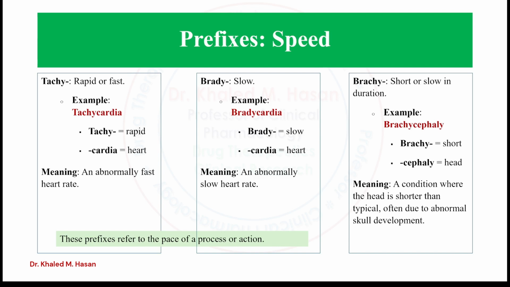Okay, regarding speed, here we are talking about tachy, brady, and brachy. When you speak about tachy, it means rapid or fast. Brady means slow. Brachy means short or slow in duration. I will start with the first one. Tachy, for example, tachycardia means increased heart rate, so the heart accelerates. Tachy means rapid, cardia means heart. Tachycardia means an abnormal increase in heart rate.